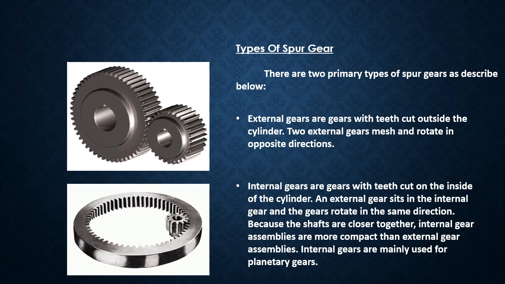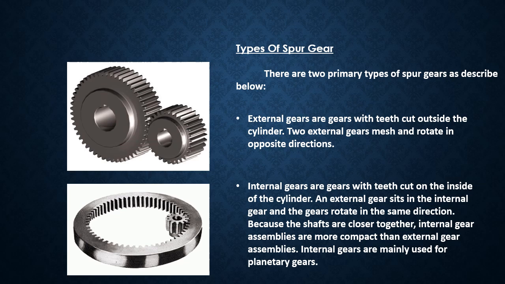Then the next one is types of spur gear. There are mainly two types of spur gear. First of all is external gear and the second one is internal gear. External gear means gear with teeth cut on the outside of the cylinder. Two external gears mesh and rotate in opposite directions.